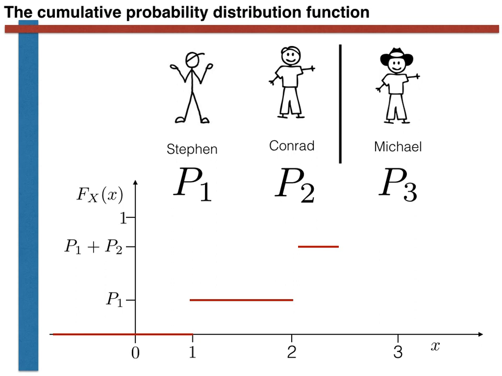Between 2 and 3, the value of the cumulative probability is once again constant, as no new outcomes from the sample space enter the subset. However, all three outcomes, Stephen, Conrad, and Michael, have x values that are less than or equal to 3. And thus, at x equals 3, the cumulative probability distribution function jumps to 1, suggesting that generating a random variable less than or equal to 3 is assured.